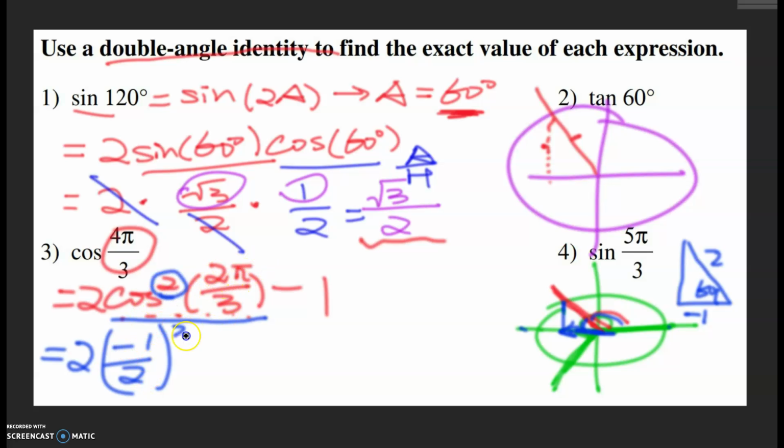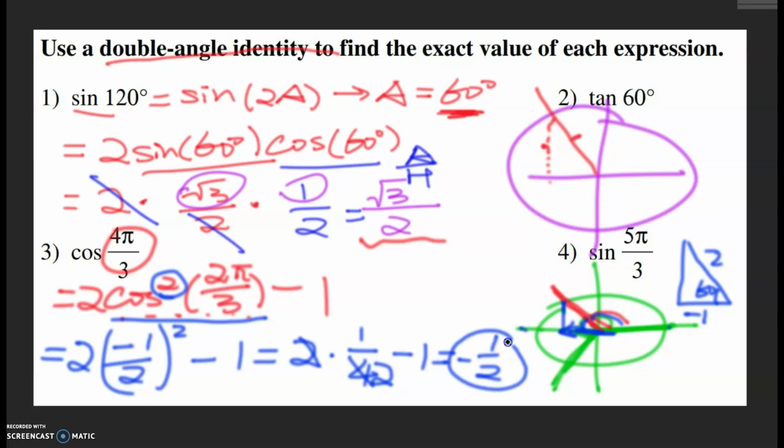And we need to square it, then subtract 1. I have 2 multiplied by 1 over 4, because the negative squared becomes positive, 1/2 squared is 1/4. Then subtract 1. 2 over 4 is 1 over 2, and subtracting 1 will give us negative 1/2. It could be your answer, but let's check if it should be a negative number.